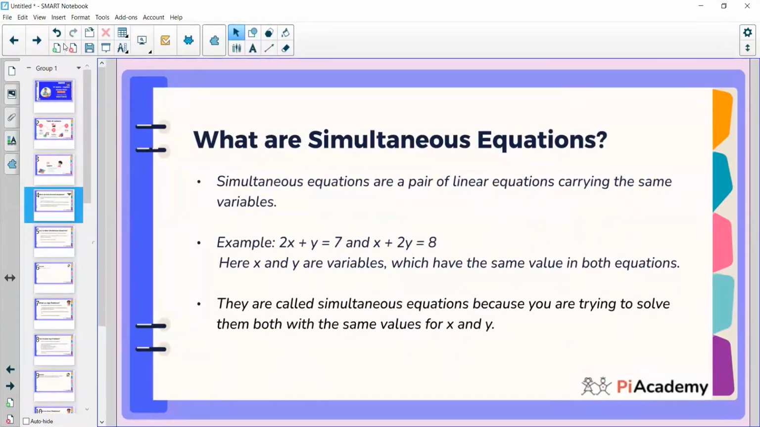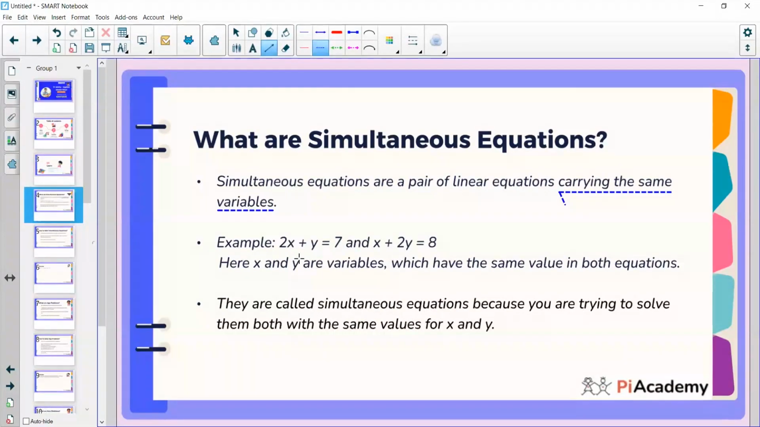So let's take a look over here and understand what simultaneous equations are. Simultaneous equations are a pair of linear equations carrying the same variables. Now, what does it mean to carry the same variables? By the way, variables are these alphabets which you see in algebra. Most commonly, you see variable x used everywhere. So suppose, as in the example, 2x plus y is 7. Here you have 2 alphabets, x and y.